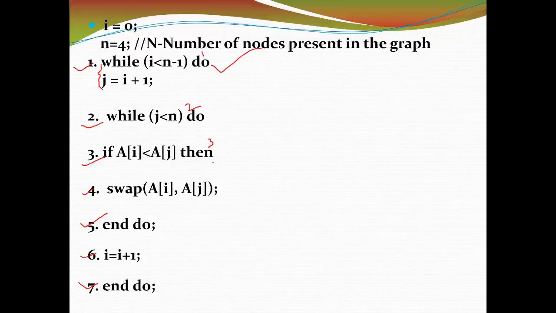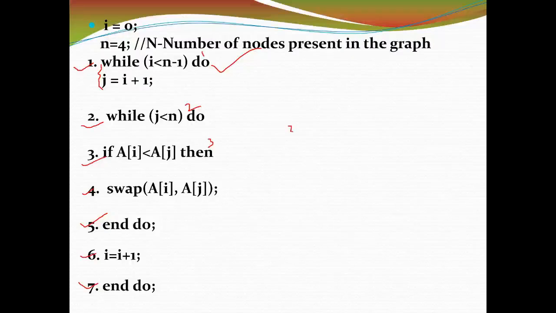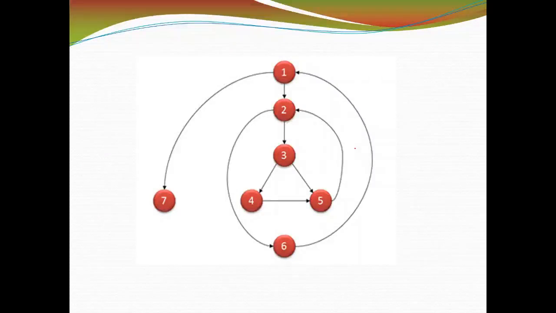So 3 predicate nodes means 3 plus 1. From here, understand that the number of predicate nodes is 3. Number of predicate nodes plus 1, that is 4. So you need here at least 4 different inputs, different test cases, to test all the paths. First you convert this into a flow graph. See, this is the flow graph.